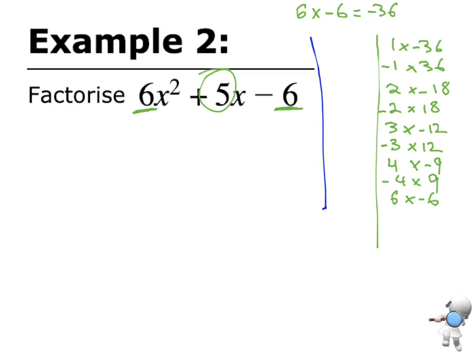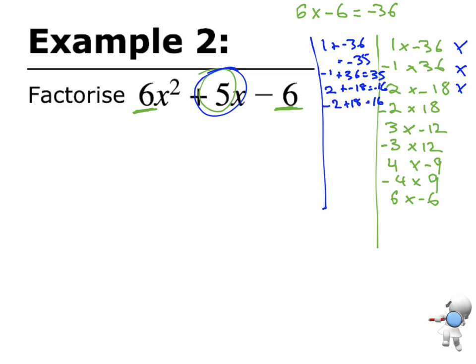Now I need to try adding those numbers. So 1 plus negative 36 will give me negative 35. I don't want that, I want positive 5. So let's try the next one. Negative 1 plus 36 is going to give me positive 35. Still not the one that I want. Positive 2 plus negative 18 will give me negative 16. Not the one I want. Negative 2 plus 18 will give me positive 16. Still looking for a 5.